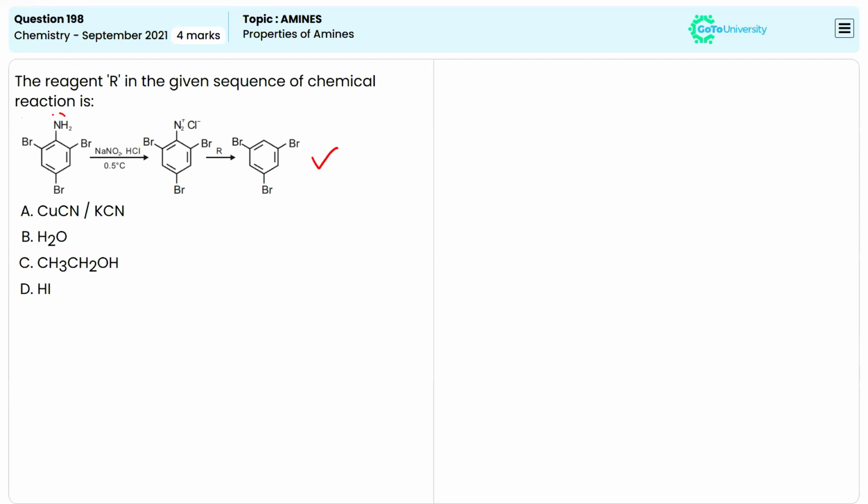In the first step, we can see the NH2 group is converted to diazonium group, N2Cl. And in the second reaction, the N2Cl is not there. That is removed by hydrogen, right?